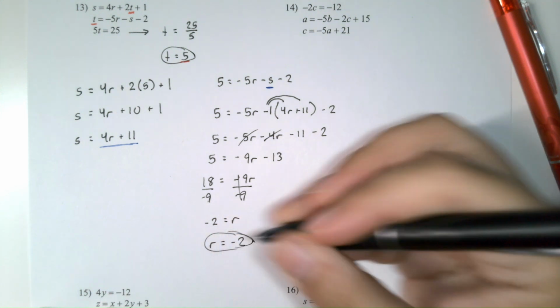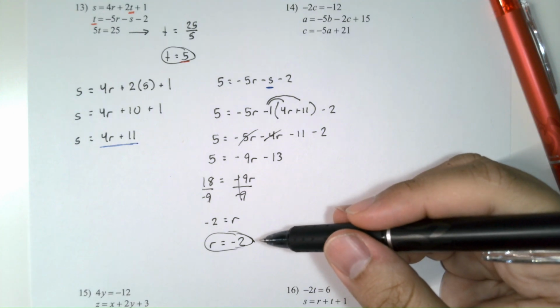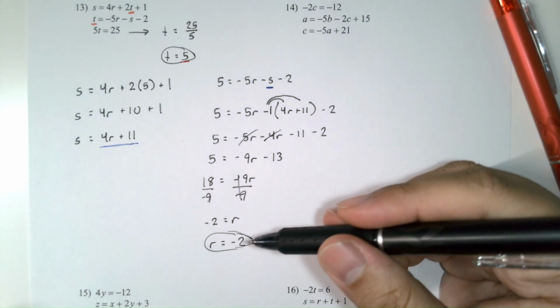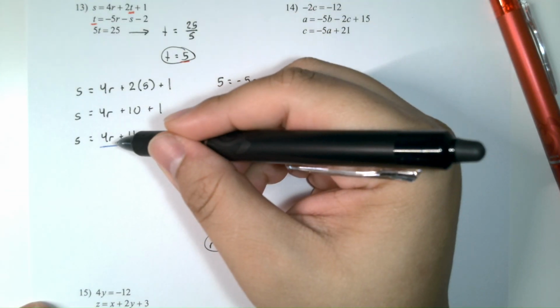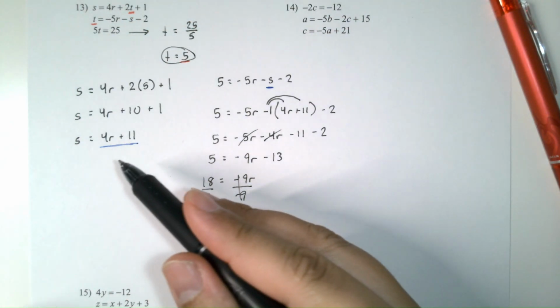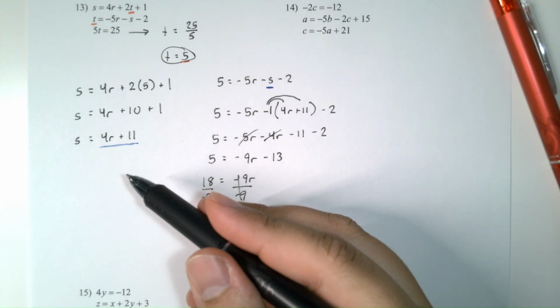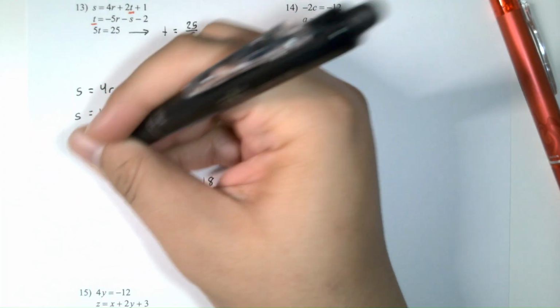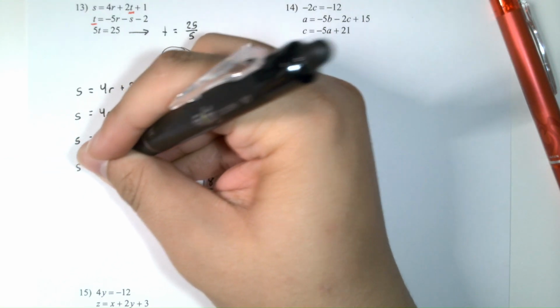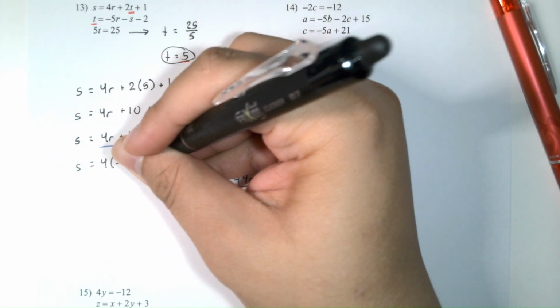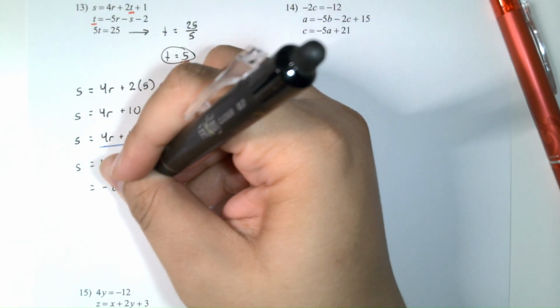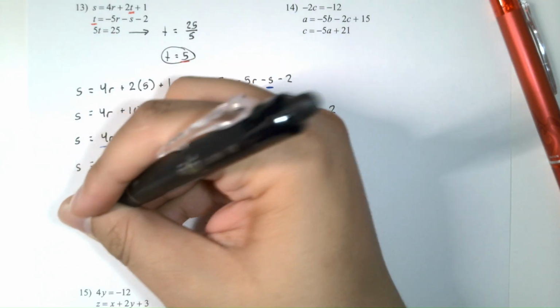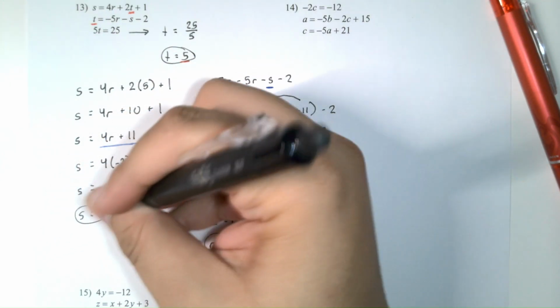You can always switch the sides of an equation to make it look a little bit more familiar. But now that we know that R is equal to negative 2, we can swap out R for negative 2 in this equation up here to find S. So if S is equal to 4 times R, that's going to be 4 times negative 2 and then plus 11. 4 times negative 2 is negative 8 plus 11, which means that S is equal to 3.